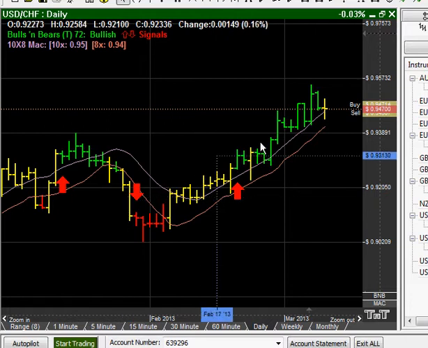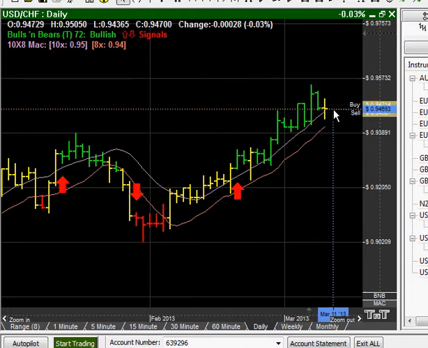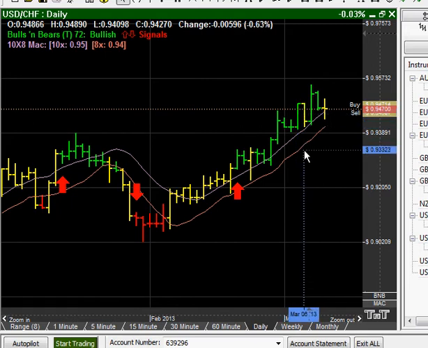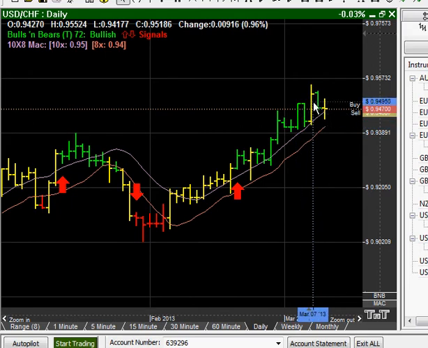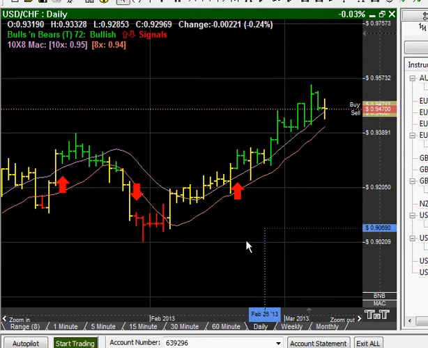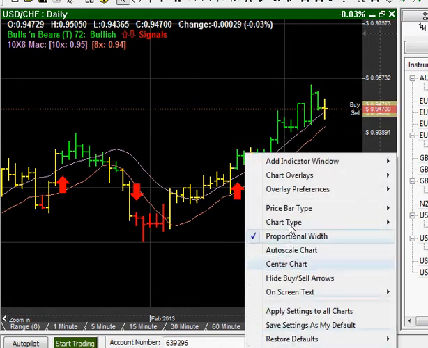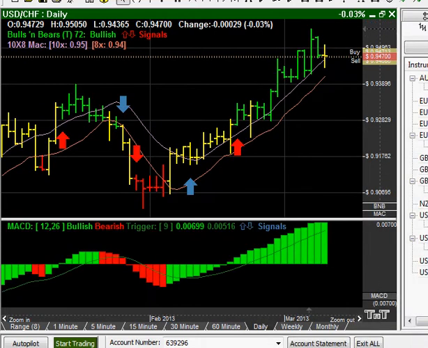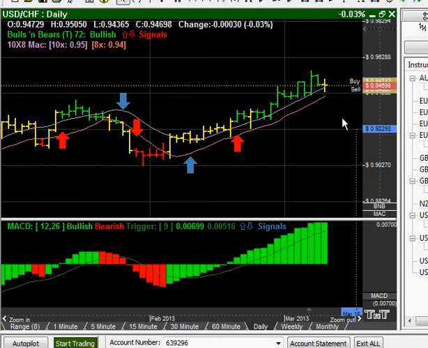USD CHF, this is in a strong uptrend. This really doesn't look toppy here, but if the other pairs are starting to turn, this will probably turn too, and we'll just have to watch this the next couple days and see. Let's put an MACD on this real quick. Add indicator window and MACD, and no, that's still strong here. So there's really no sign of a sell on this yet.